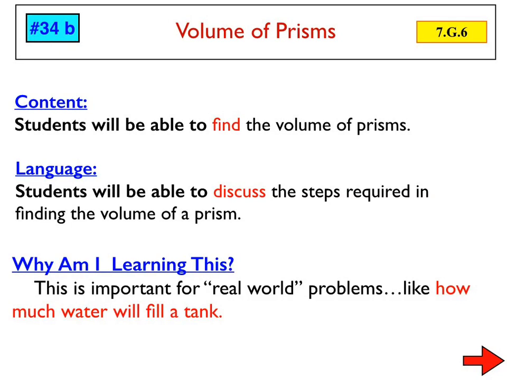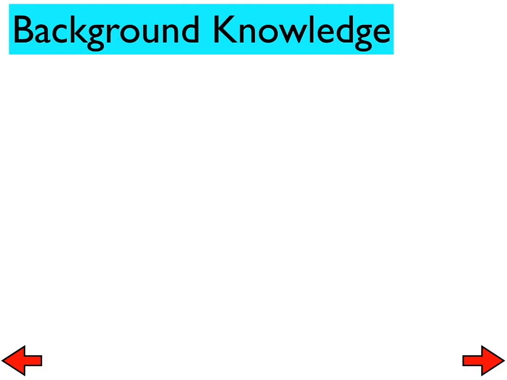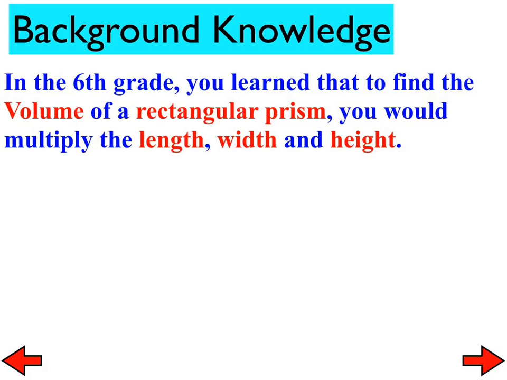So today, lesson 34B, volume of prisms. We're going to once again try and get the idea of volume of prisms under control here. So a little bit of background knowledge. In the 6th grade, you learn that to find the volume of a rectangular prism, you would multiply the length, the width, and the height.